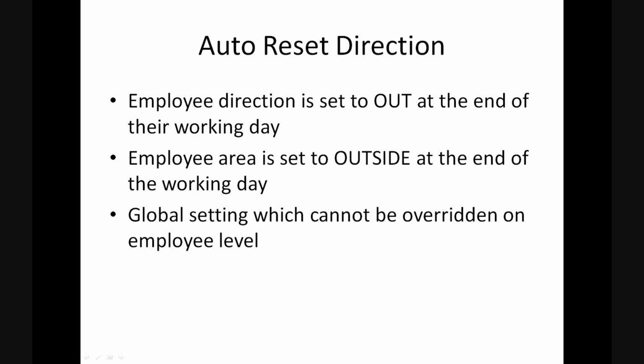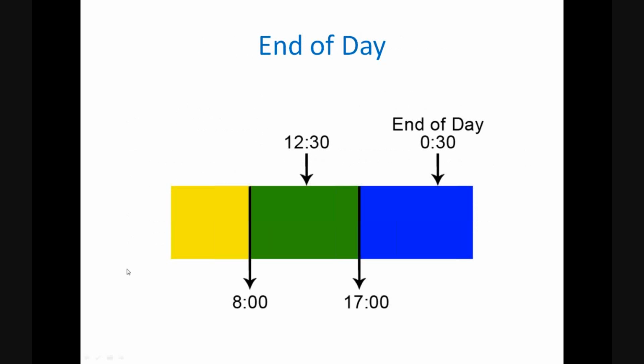Now let's examine the term end of the day a bit further once processing is enabled. The end of the day is determined as follows. If no schedule exists for the employee, the end of day is midnight. If a schedule exists, then the end of day is the midpoint of the start and the end times plus 12 hours. Now if I can show you this as an example, this schedule has a start time of 8 a.m. and the end time is 5 p.m. So the midpoint is 12:30. Now if we add 12 hours, the end of day is seen as 30 minutes past midnight.